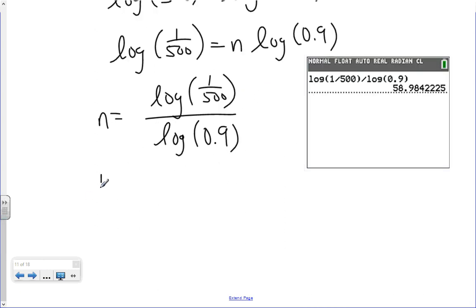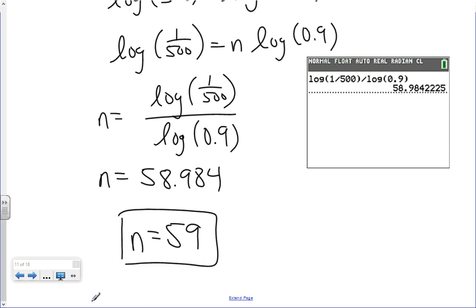All right, so we end up with n equal to 58.984. But again, we have to round up to the nearest whole number. That's what our domain is here, whole numbers. So n must be equal to 59, it looks like. So until you get the 59th term in there, the sum is not within 1 unit of 500. So it takes quite a few terms to get within 1 unit. All right, that right there is the end of part 2 of section 15.3.